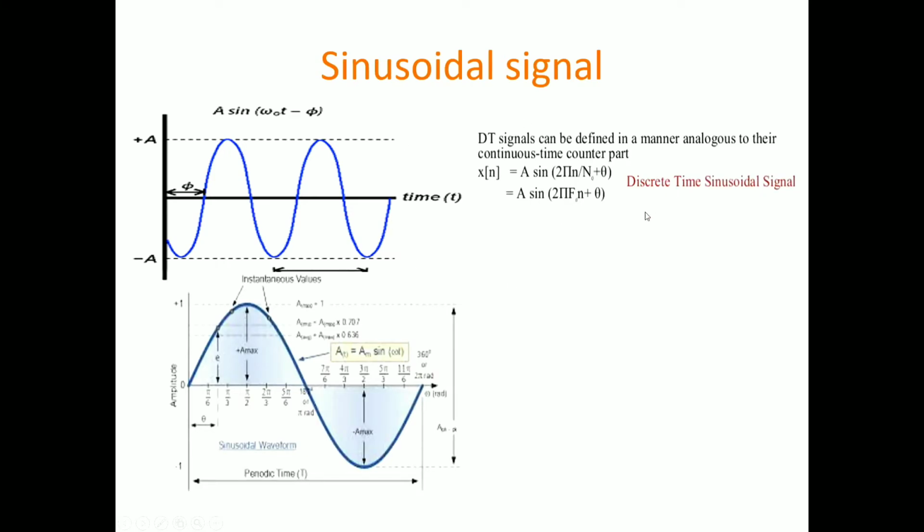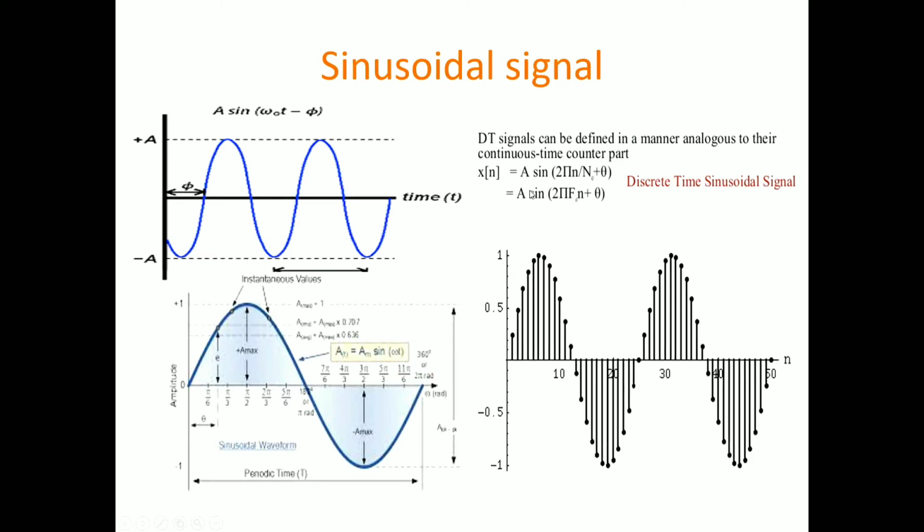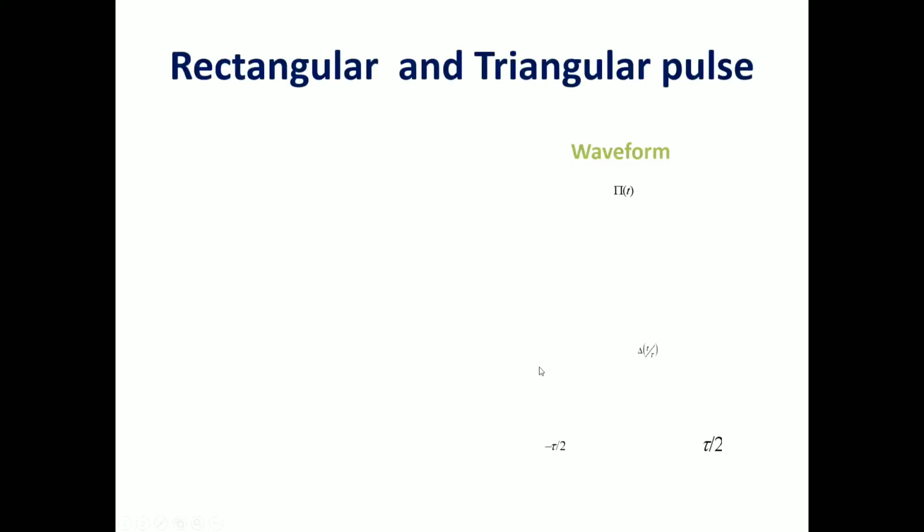The discrete time signal is also similar to that. The discrete time sinusoidal signal can be defined in a manner analogous to the continuous time signal, but instead of A sin omega naught t plus pi, you can have A sin 2 pi n by capital N plus theta. This is the simple sinusoidal signal in the discrete time domain. It is similar in shape to the sinusoid, but the signal is available only at discrete instances.